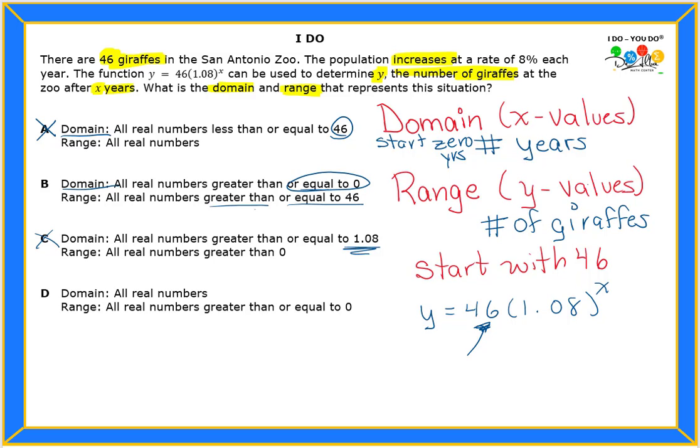And not only that, but look at range. It says all real numbers greater than or equal to 0. No, we know that they start with 46 giraffes, right? So that cannot be my answer. So the answer for this is going to be B. Very good.